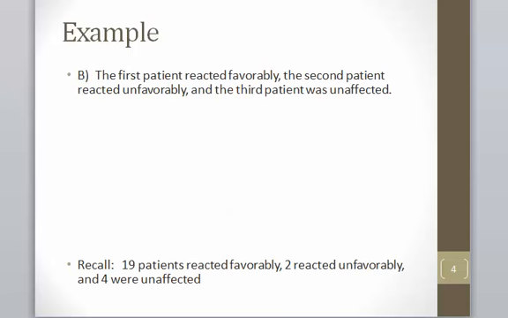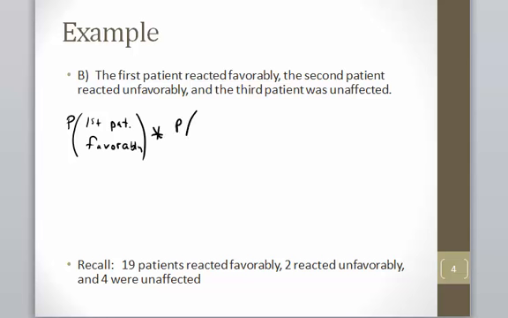All right, part B says that we want the probability that the first patient reacted favorably, the second patient reacted unfavorably, and the third patient was unaffected. And I have just copied down here the information about our problem so that we can work things a little bit easier. Okay, so let's go ahead and set this thing up. We want to know the probability that the first patient, and again, I'm going to try to abbreviate, first patient reacted favorably, and I'm going to put a multiplication for my ands.